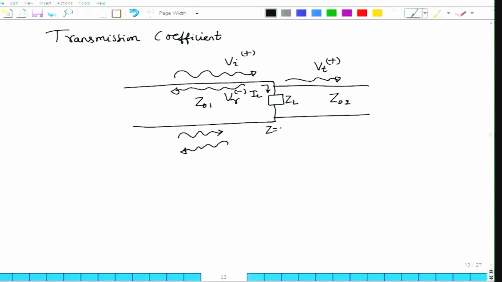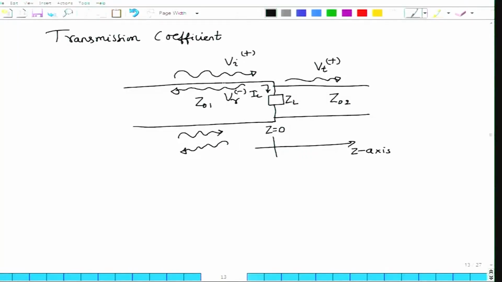All this is happening at the load, where I have kept the load at z equal to 0, and my z axis is increasing in this way. Now, I am interested in not only knowing how much of the voltage is getting reflected, but also how much of the voltage is transmitted. In order to do that, I have to write a couple of equations. Those are very easy to write. If I approach z equal to 0 from the left, then the total voltage will be Vi plus at z equal to 0 plus Vr minus at z equal to 0, correct.